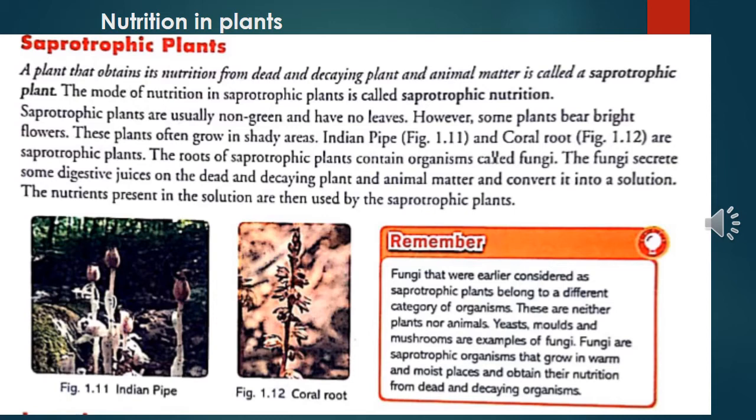The roots of the saprotrophic plants contain organisms called fungi. Remember this thing. The roots of saprotrophic plants contain organisms called fungi. The fungi secrete some digestive juice on the dead and decaying plant and animal matter and convert it into solution. The nutrients present in the solution are then used by saprotrophic plants. So this way saprotrophic plants take their nutrition.